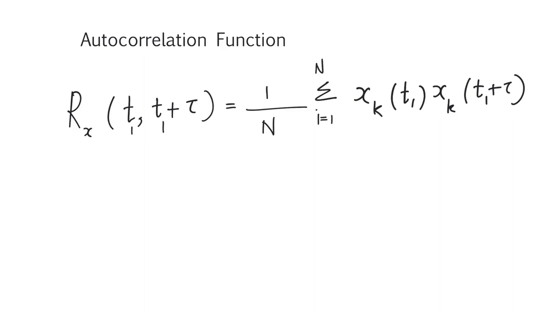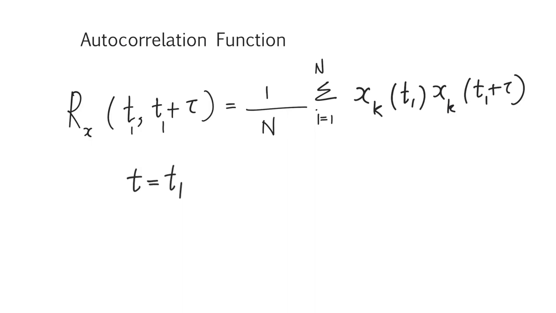While computing the mean at a particular time instant t equal to t1, we simply summed the individual values xk of t1. But while computing the autocorrelation function, we are taking the product of two values. One is xk of t1 and xk of t1 plus tau.